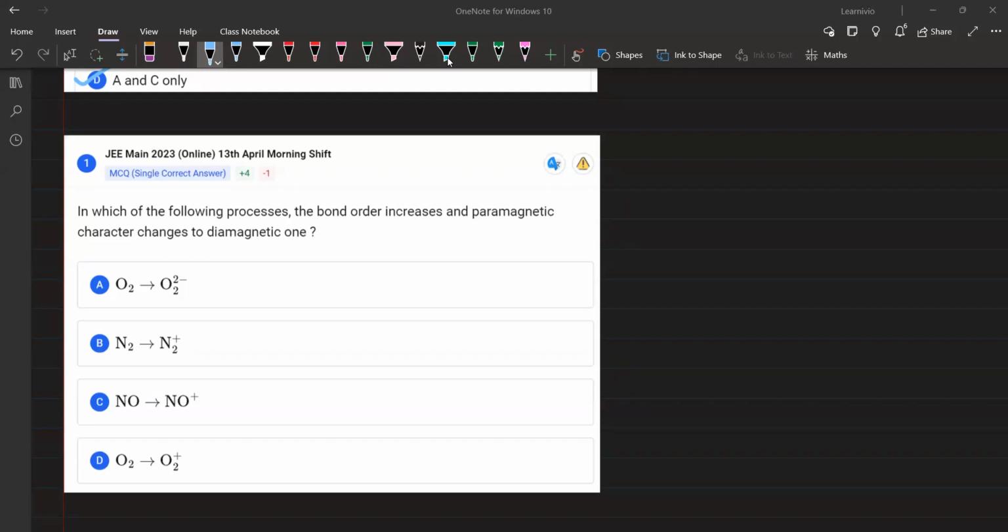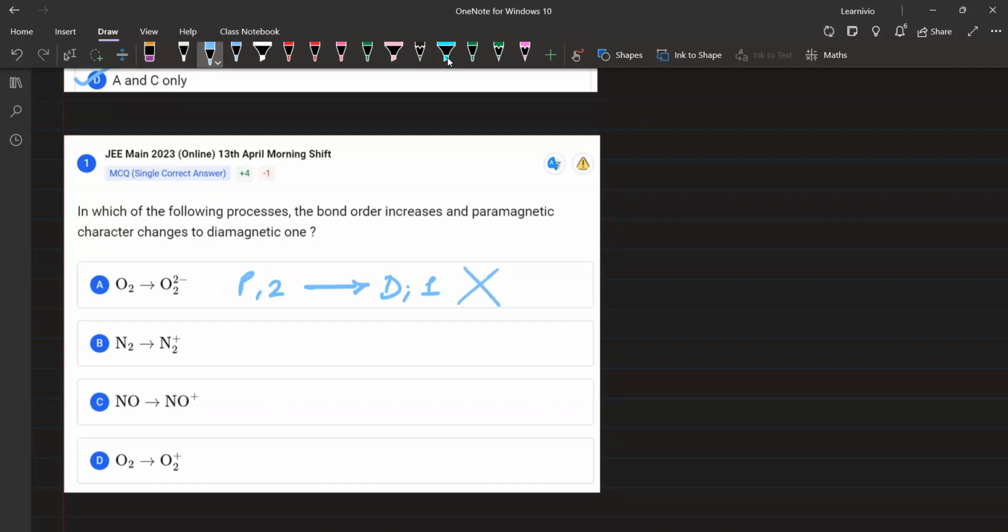In the first one, what is happening? We are having O2. O2 is paramagnetic? Yes, O2 is paramagnetic, and the bond order is 2. Now, if I am going to O2 negative, it is getting diamagnetic, but the bond order is becoming 1. है ना? Because you are adding electrons in the anti-bonding orbital. And when you add electrons in anti-bonding orbital, the bond order will decrease. So it will not be the option.